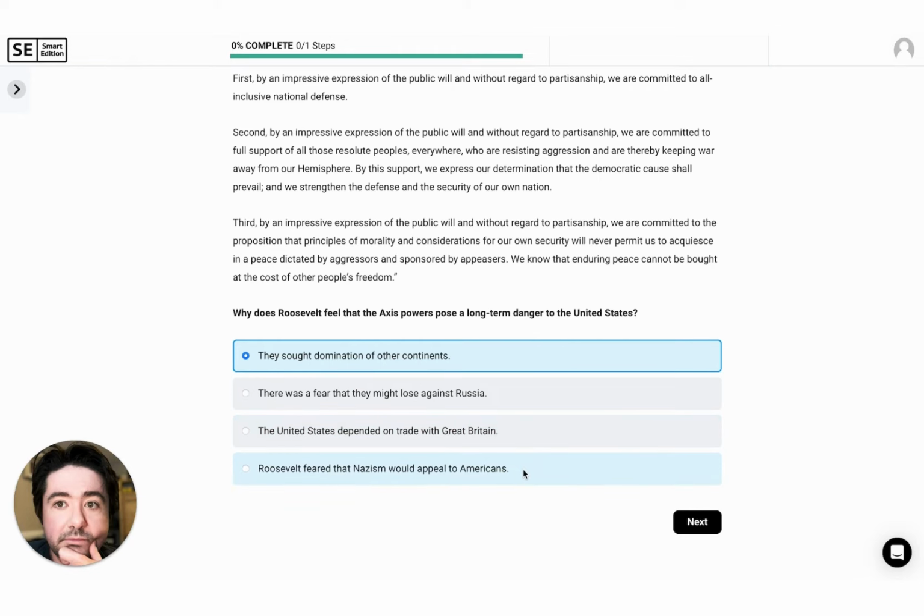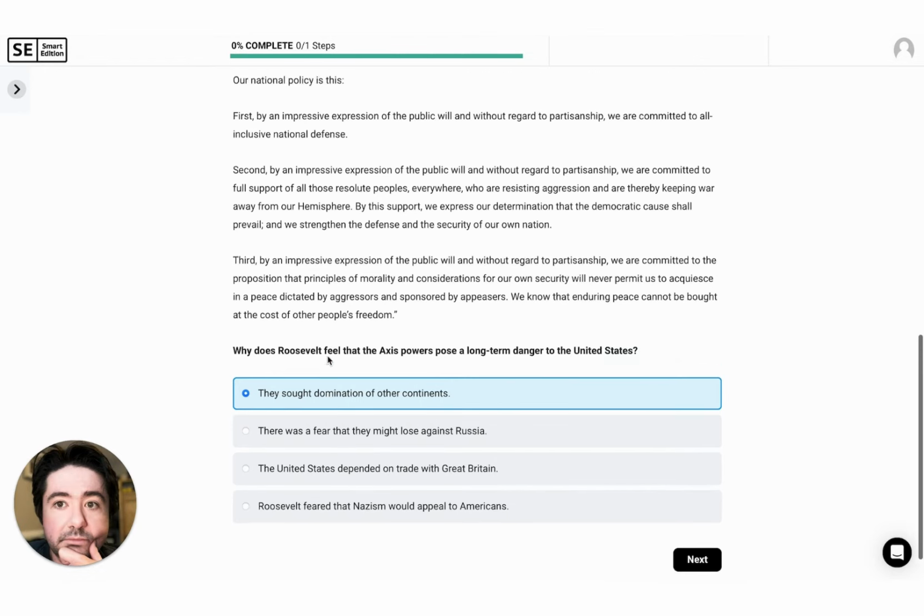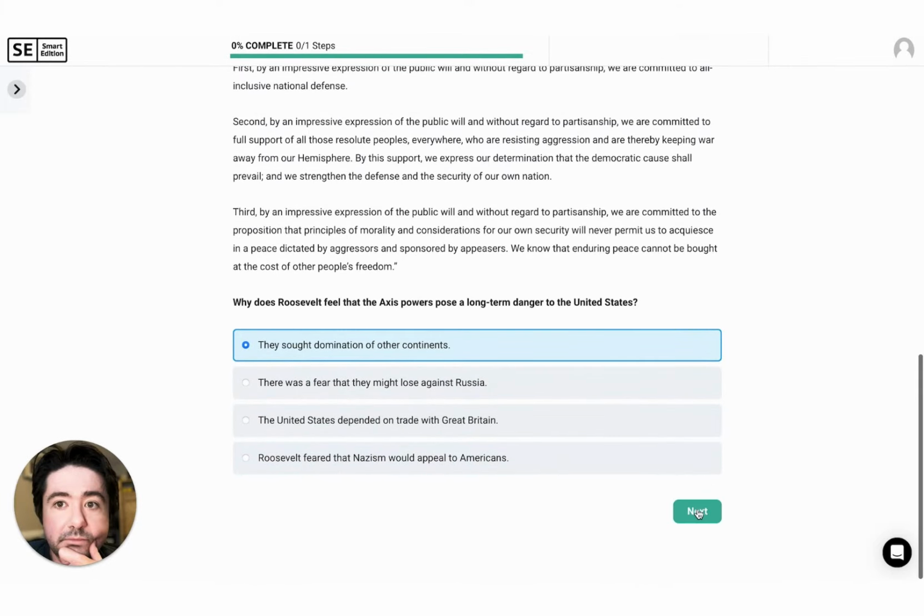Now, D is plausible. A fair number of Americans before America enters World War II, they weren't Nazis per se, but they were sympathetic to Germany for a lot of reasons. Now, he doesn't mention this, though, so we have to think, okay, this could be true, but if it's not in the document, we can't say it's a correct answer. We do have an example, though, that tells us 100% that A is correct. The Axis powers are expanding both militarily and diplomatically, and for that reason, they are a long-term danger to the United States. Okay, moving on.